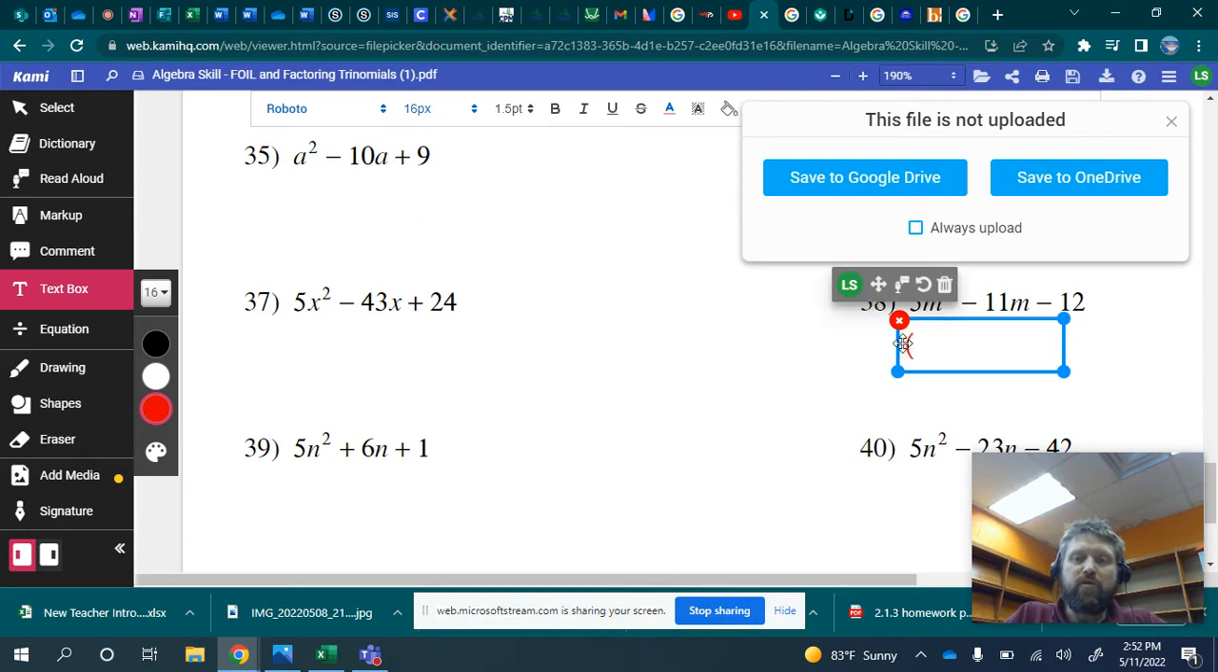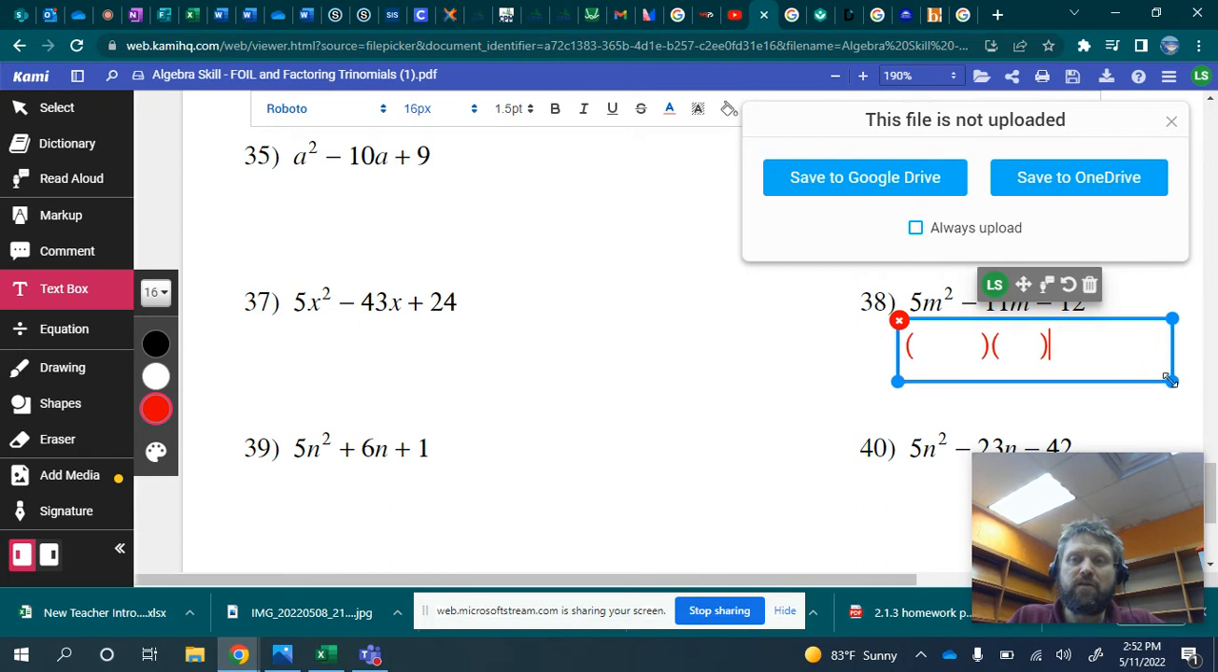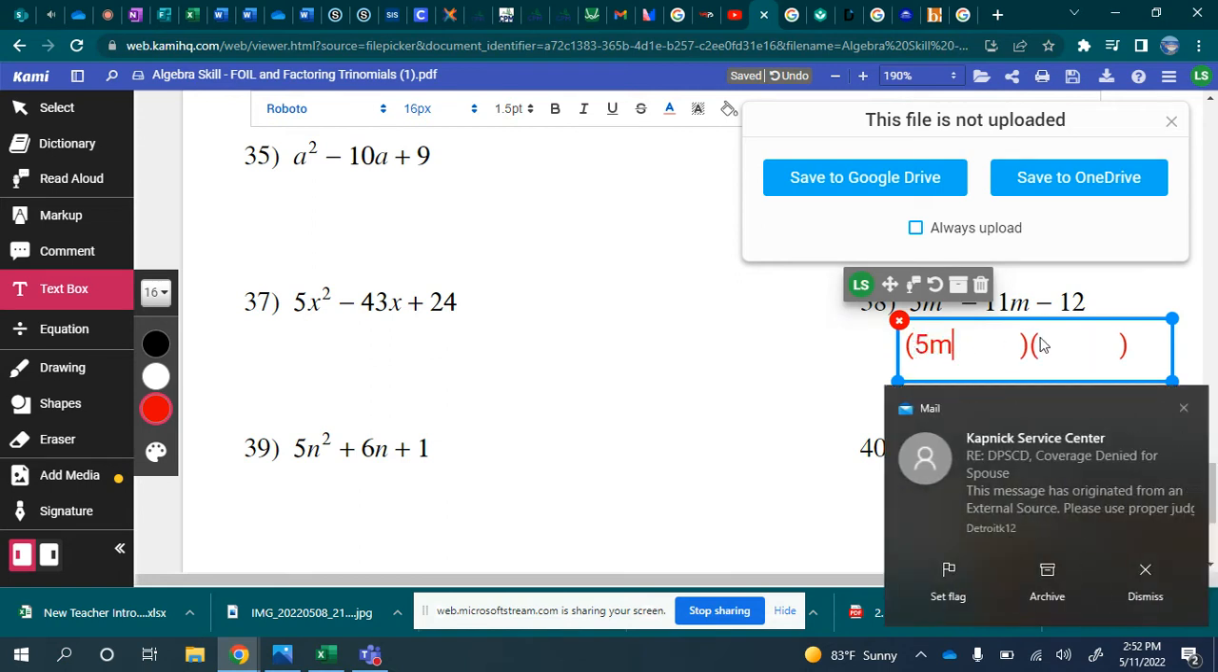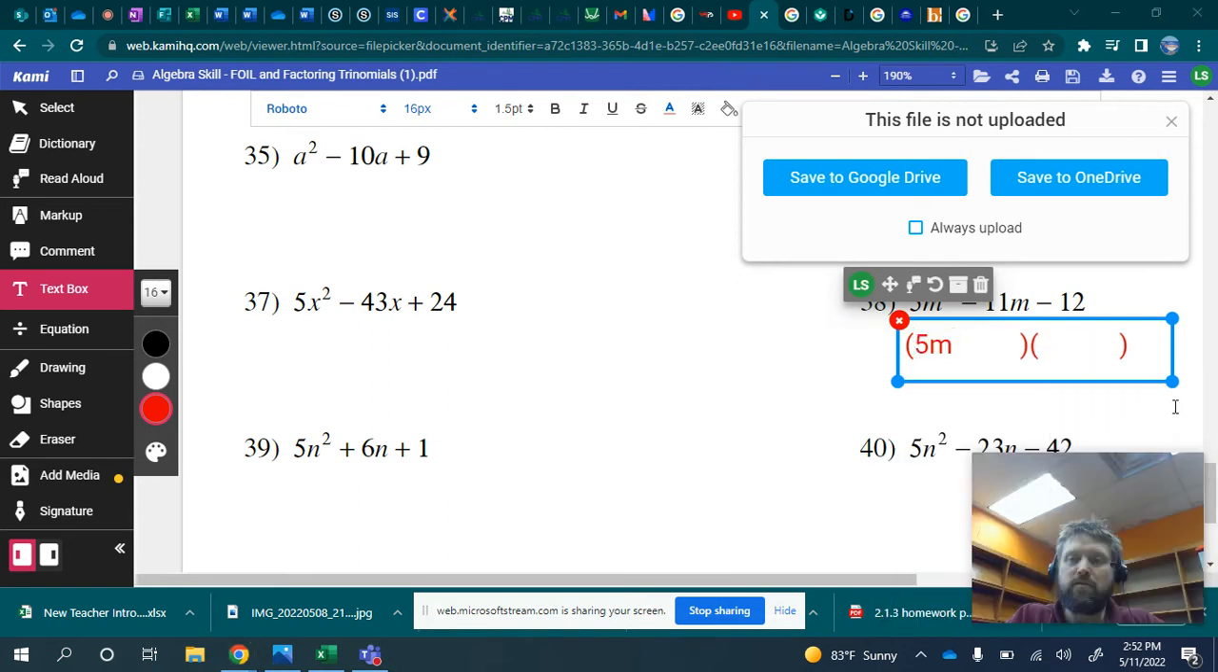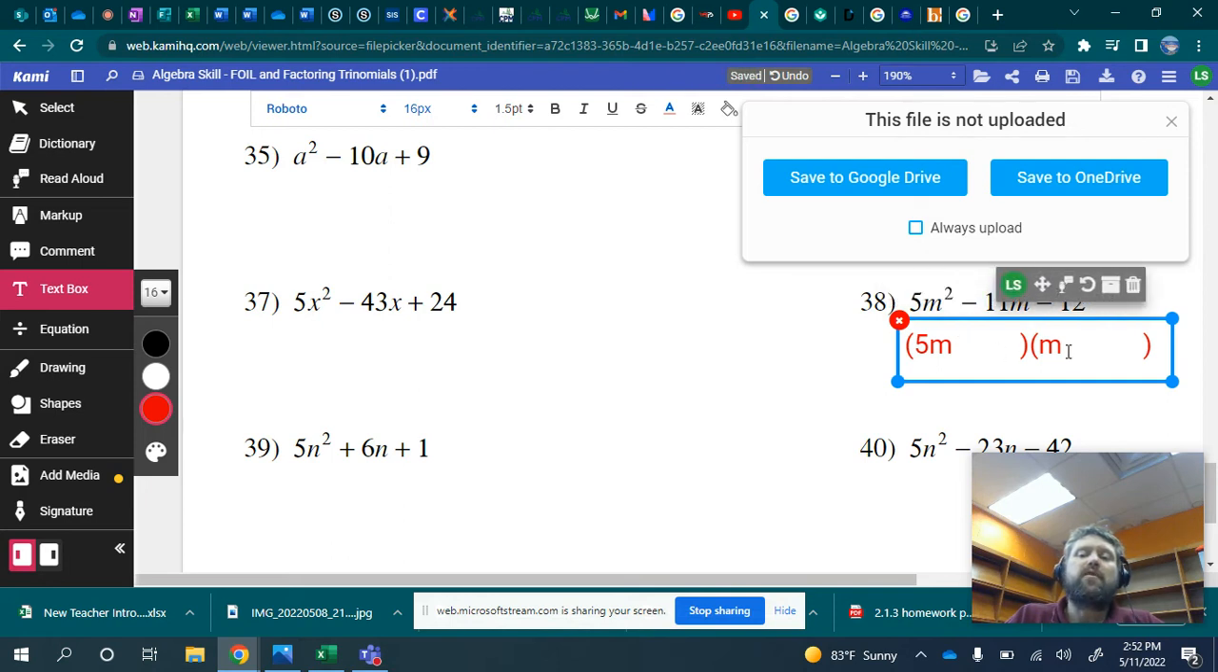all we have to do is break it down into sets of parentheses, something times something. Okay, we're kind of going backwards from what we just did. Okay, it can look something like that. All right, looking at the first term, you have 5m squared. That's going to be 5m times m. Those can be in different orders, but those are the only two ways we can do it.